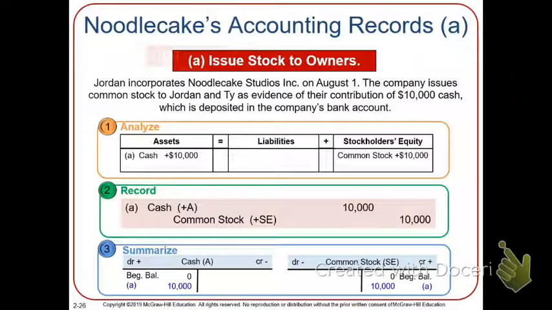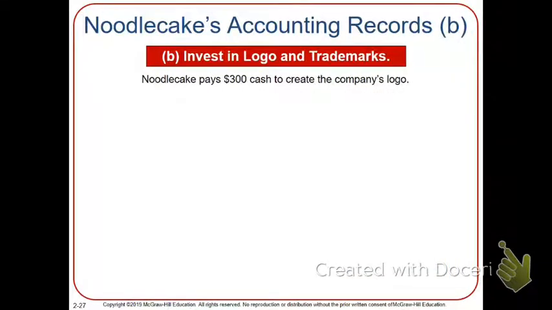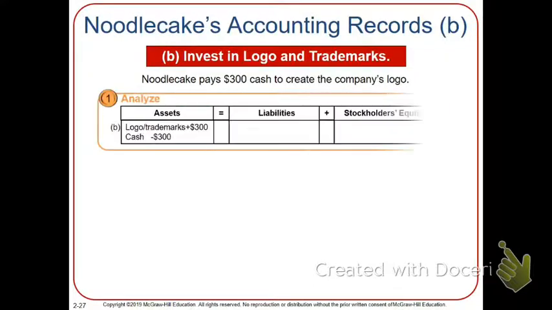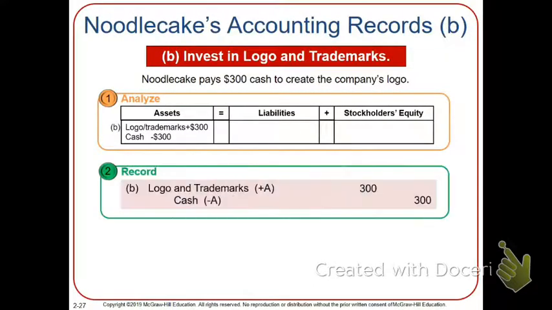So if we go to the next one, we paid $300 cash to do the logo. All right, we're going to debit logo and credit cash. So debit the logo and credit cash. We increased it before and we decreased cash. And the plus A, minus A just tells you you're increasing an asset and you're decreasing an asset.